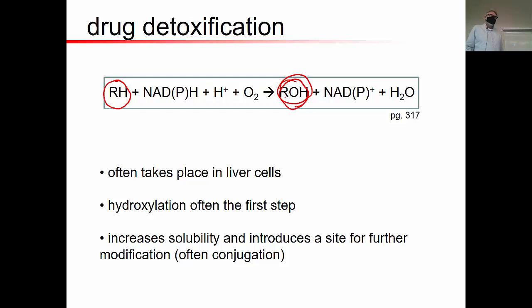So remember, most drugs are hydrophobic in nature because they can move more easily into the cells. Sometimes this step is actually required to activate drugs. So when some pharmaceuticals are designed, they're designed so that without this step, they're actually not active. And why do you think that might be?